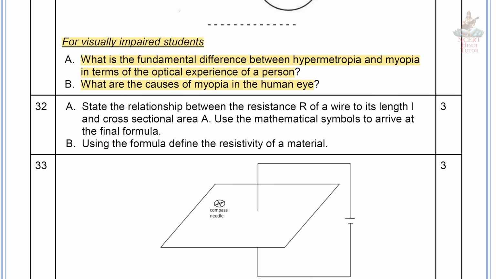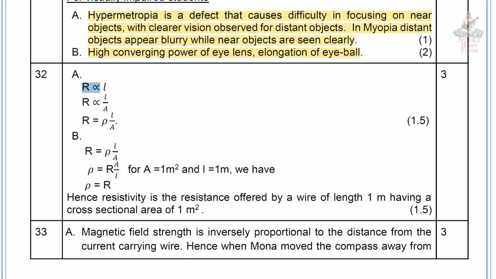Question 32a. State the relationship between the resistance R of a wire to its length L and cross-sectional area A. Use the mathematical symbols to arrive at the final formula. Answer: so friends, we know R is proportional to L and R is inversely proportional to A. So R is proportional to L upon A. Then R is equal to rho L upon A, where rho is the coefficient of resistivity.